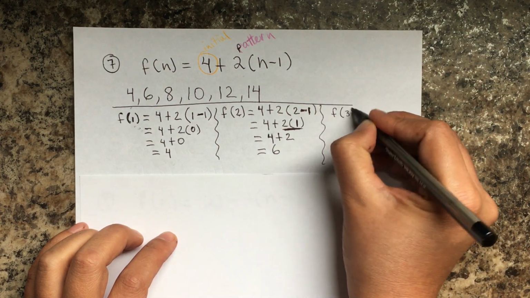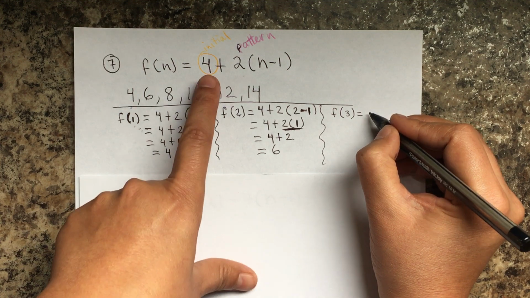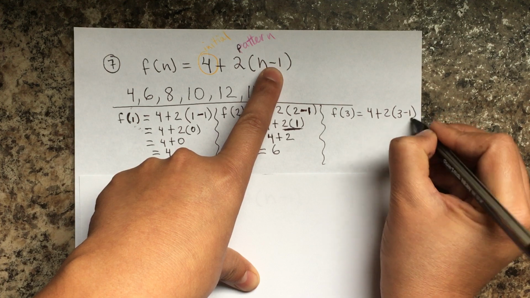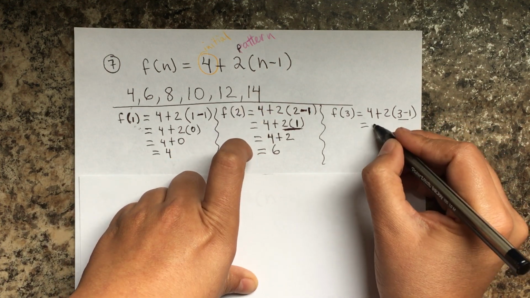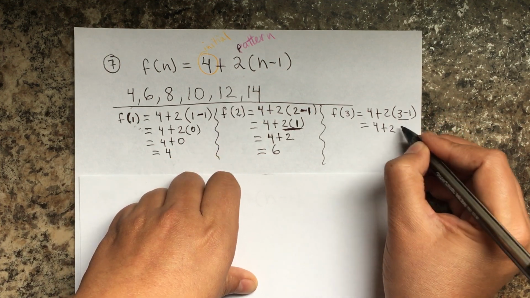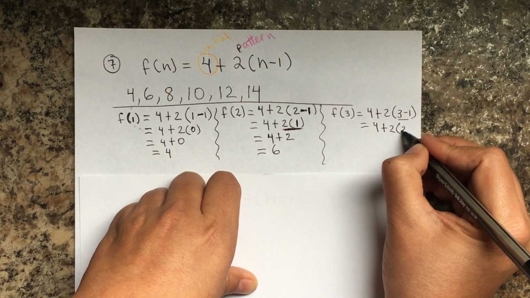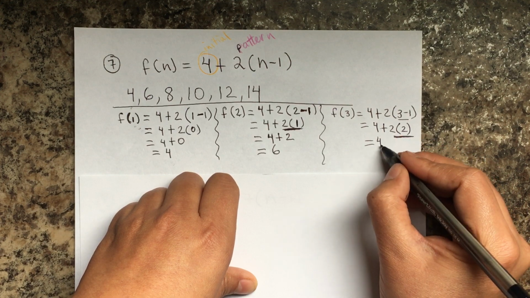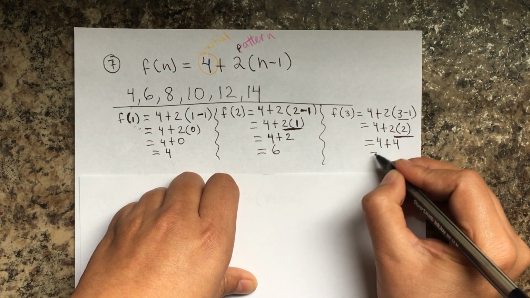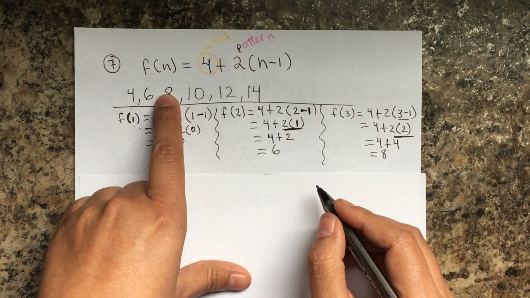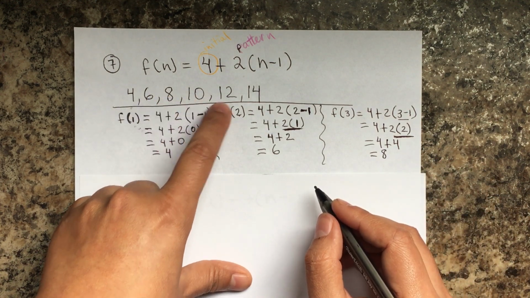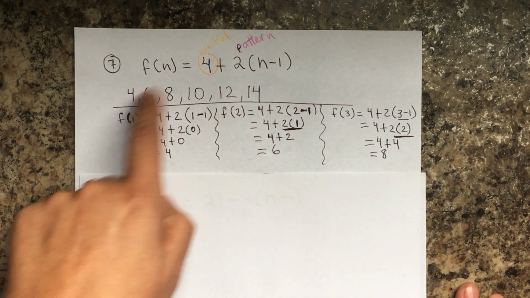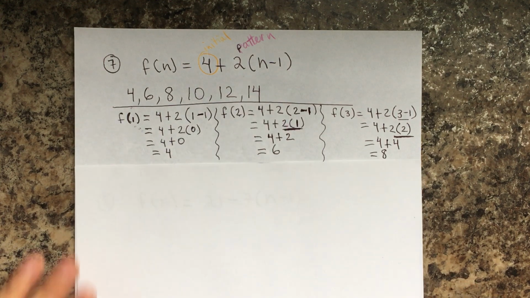Now f of 3 is equal to 4 plus 2 times 3 minus 1. Simplify this part first, so it's 4 plus 2. Simplify 3 minus 1, which is 2. Remember that we multiply before we add, so it's going to be 4 plus 4, and the answer is 8. And you can see that you're adding 2, so you keep adding 2 in all of them. That's again the initial point, and you're adding 2 each time.